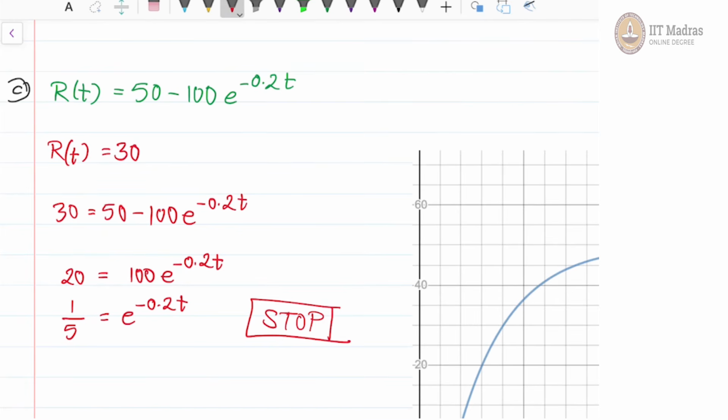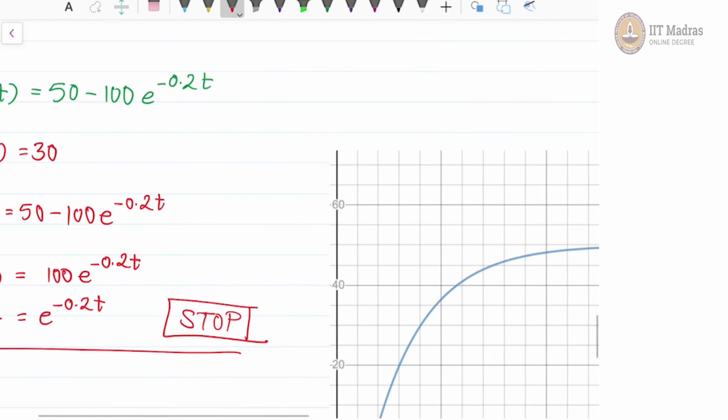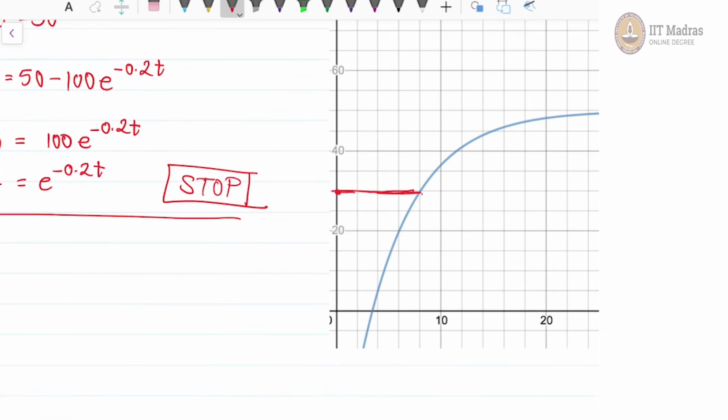No analytical way is possible. So analytically I am stopping here, and if I somehow figure out how to find t as something, then I can answer this question. But let us now try to compute this graphically. In this case, R(t) equal to 30 is this point. Now if you go along this line and then map this onto the x-axis, remember the x-axis is nothing but the values of t. Looking at the mesh, this roughly turns out to be 8. That means t will be approximately equal to 8 minutes.